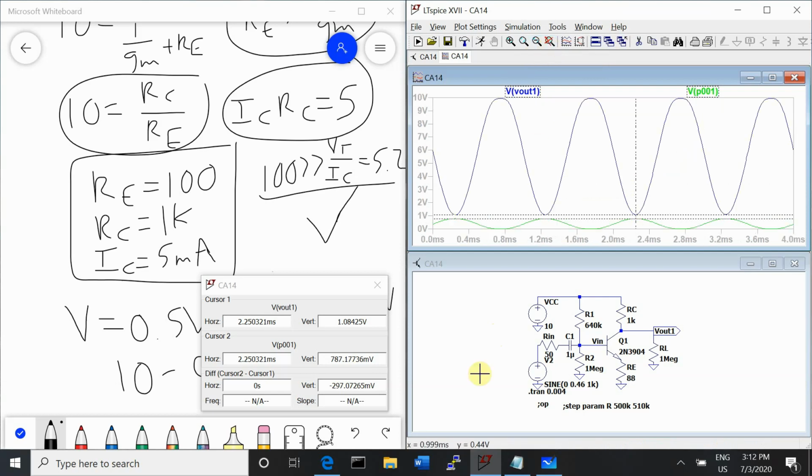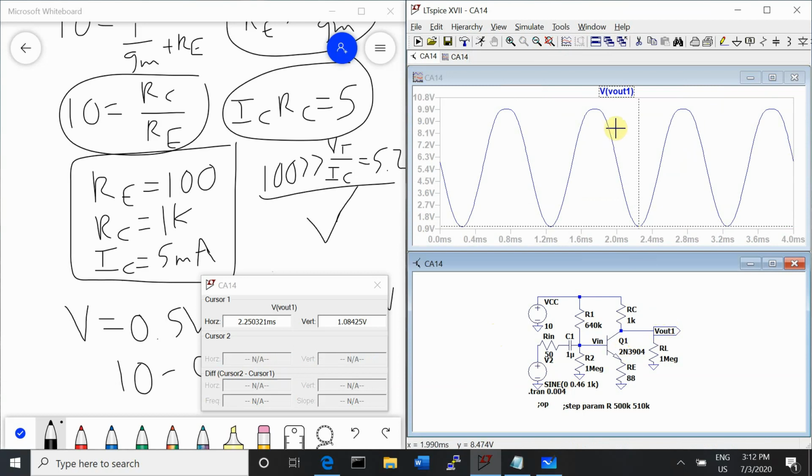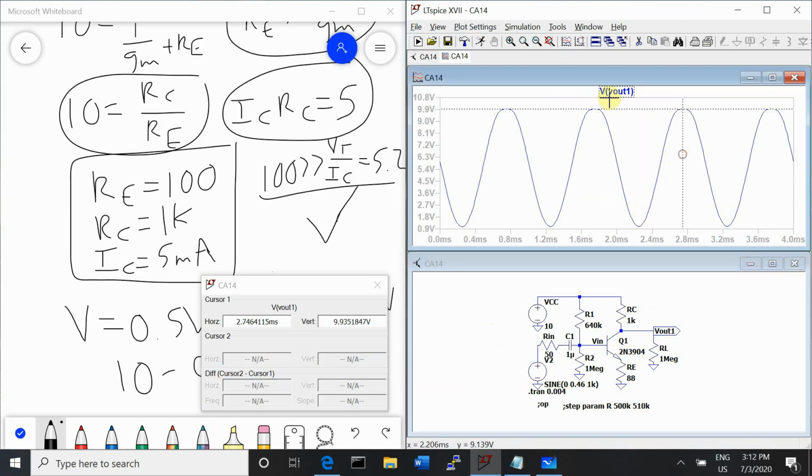And the last thing we want to make sure is that our gain is still 10, like we're looking for. So with 0.46 volts as our input, we have an output of 8.84 volts, and that gives us a gain of about 9.6, which is within 10% of 10. So we're good to go there as well, and we'll call that our maximum output voltage amplitude at 8.84 volts.